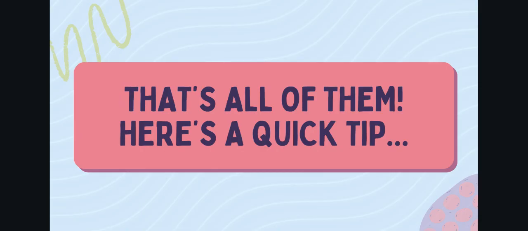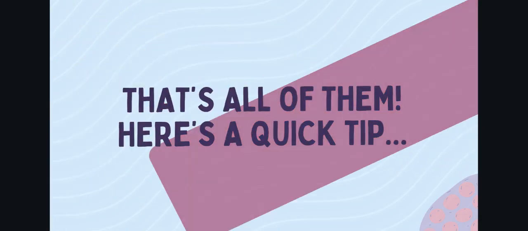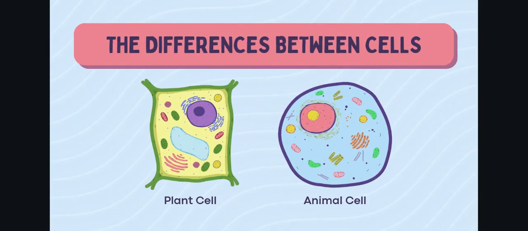So that's all of them. Here's a quick tip. This is how a plant and animal cell look. If you'd like to remember, the animal cell doesn't have a set shape, and the plant cell is rigid, which gives it structure. One significant difference is that plant cells have chloroplasts, which animal cells don't. Plant cells also have a central vacuole, which animal cells don't.